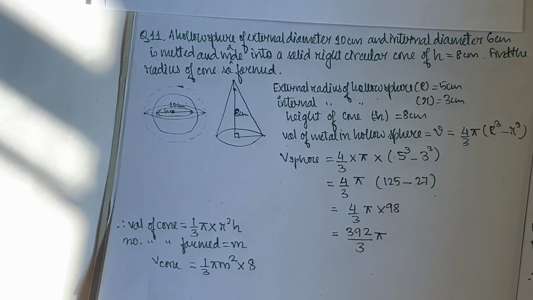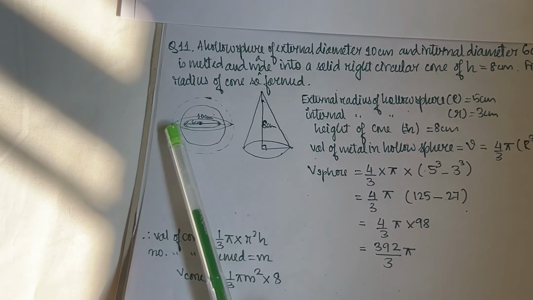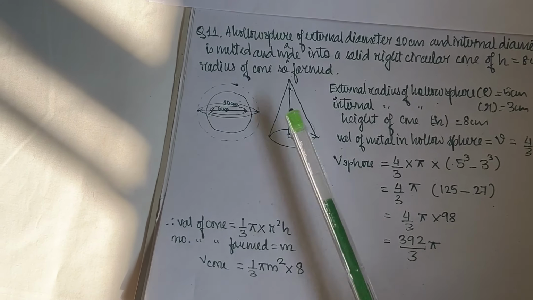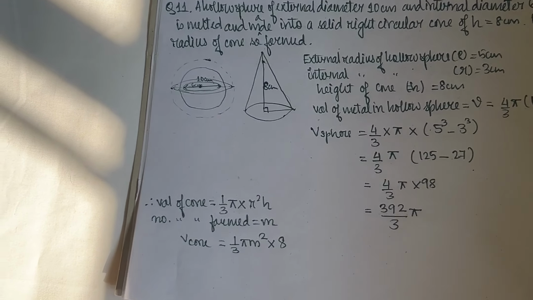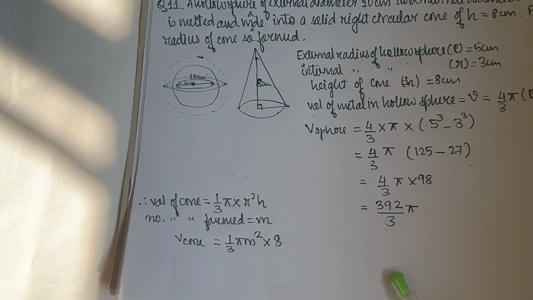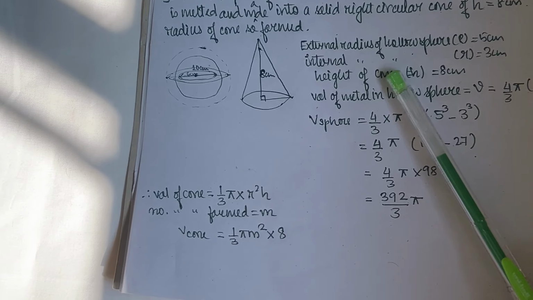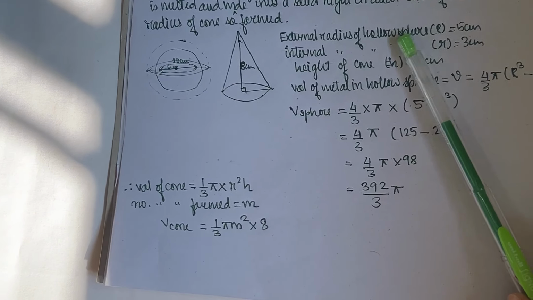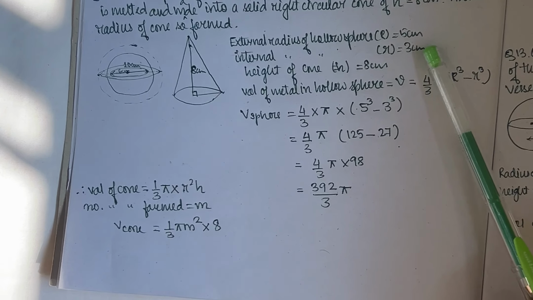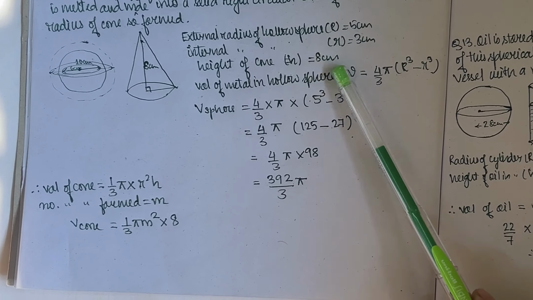Now for the 11th sum, a hollow sphere of external diameter 10, so this completely is 10, and internal diameter is 6, is melted and made into a solid right circular cone of height 8. Find the radius of the cone formed. Now external radius and internal radius of a hollow sphere, we are taking capital R and small r, that is 5 and 3 centimeter. Again height of the cone is 8.